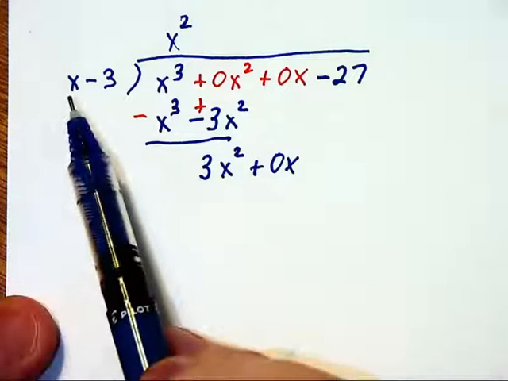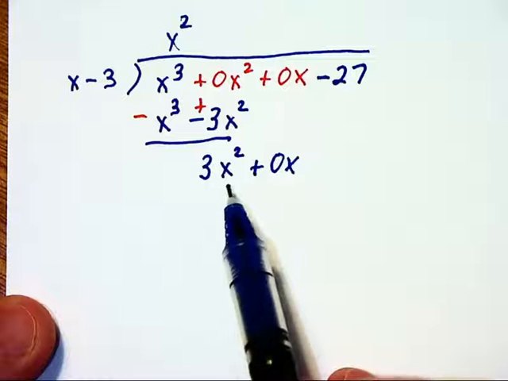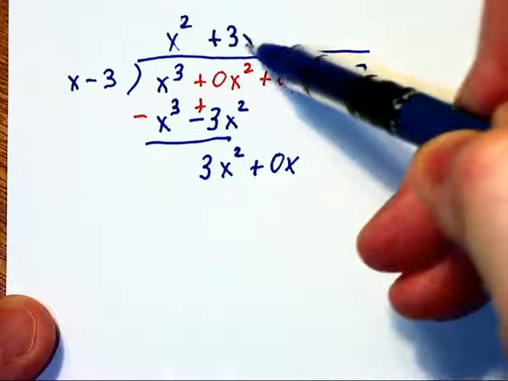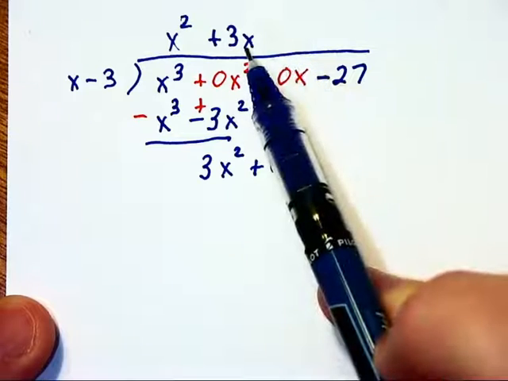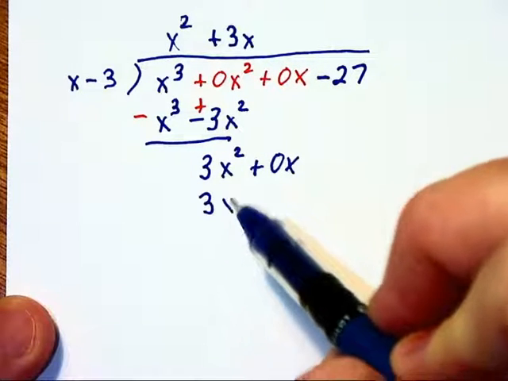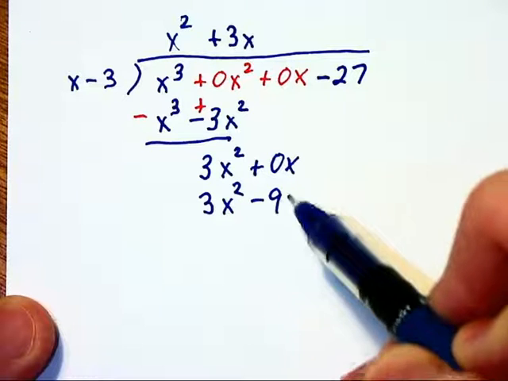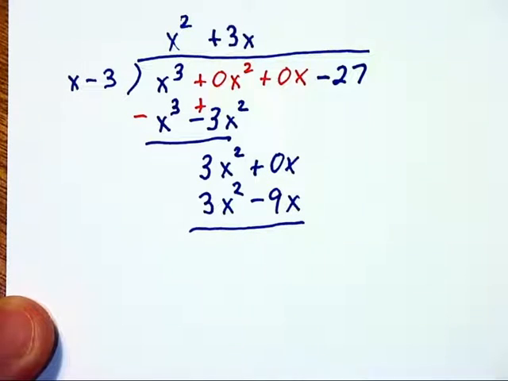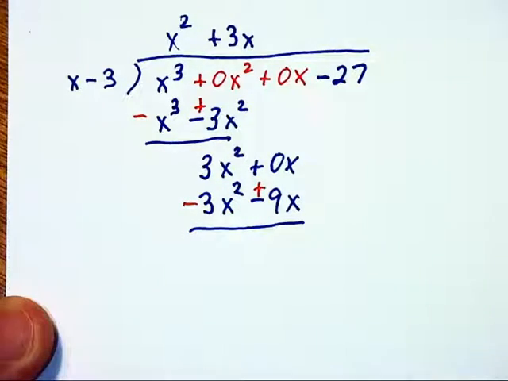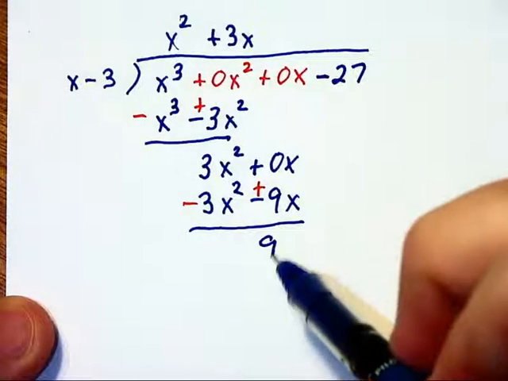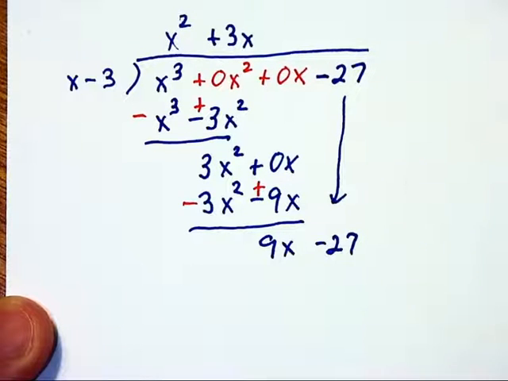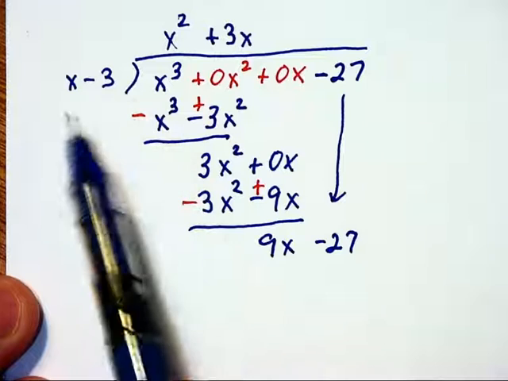We now ask, x times what makes 3x squared? Well, the answer will be positive 3x. We multiply that 3x at the top by both terms on the side, and that gives us 3x squared minus 9x. Again, add the opposite. We have a minus and then a plus sign. And adding down, we have 9x. I'll now bring down this minus 27 and continue the process.